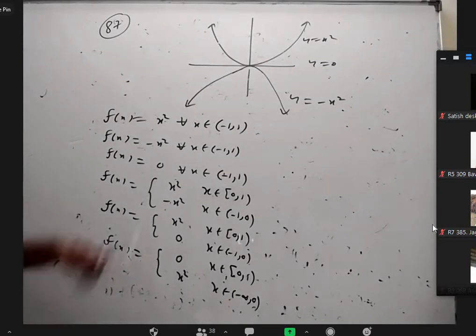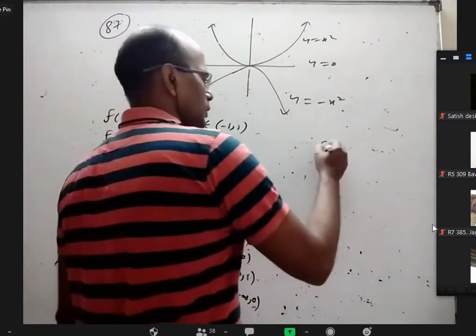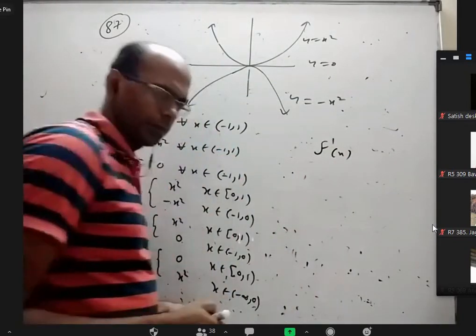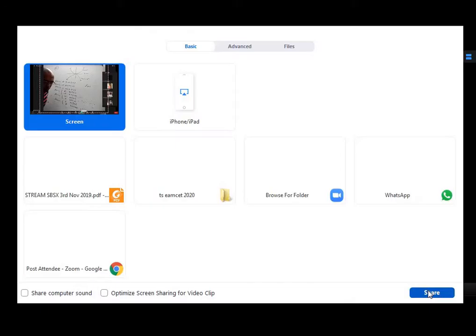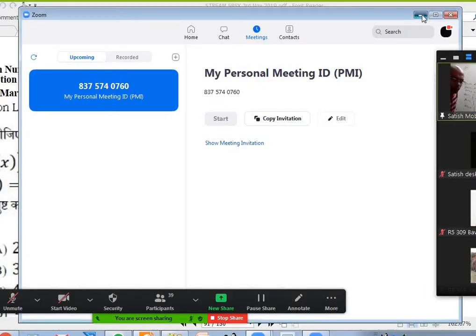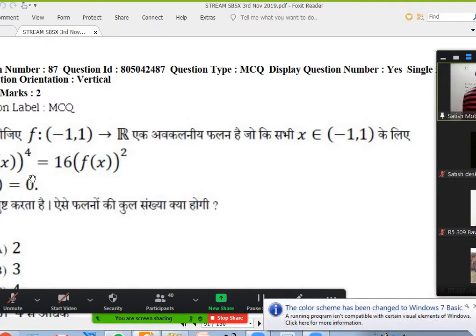okay, how even x square came, I did not even explain to you. Okay, the question is, I'll explain. The question is f dash x whole power 4 is equal to 16 f of x whole square, for x belongs to -1 to 1. And f of 0 should be 0. And f should be continuous and differentiable.